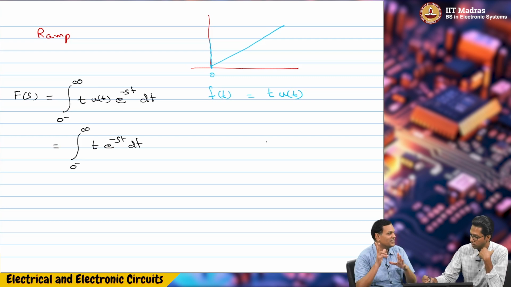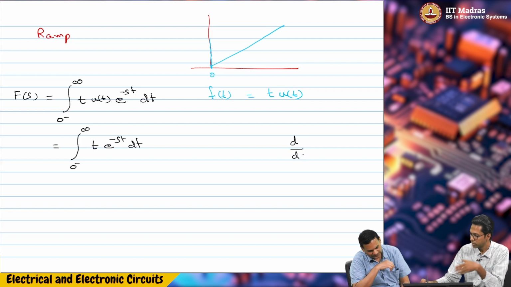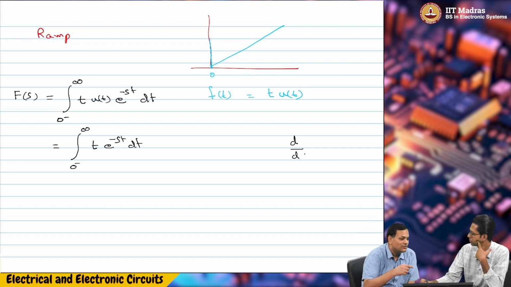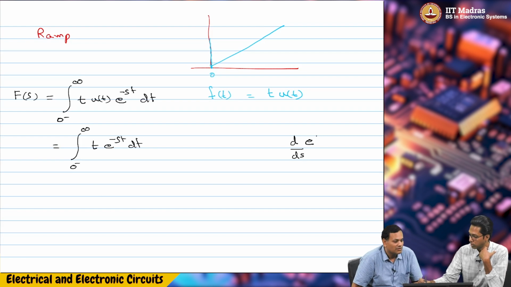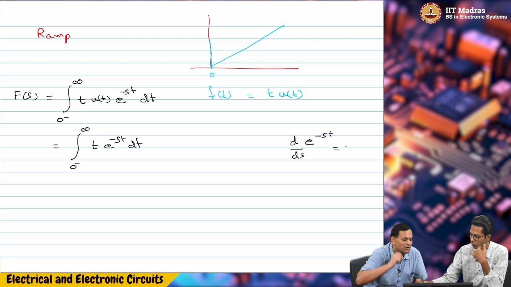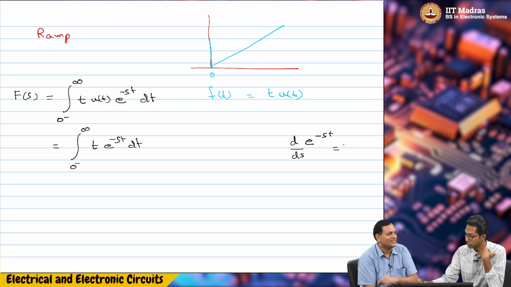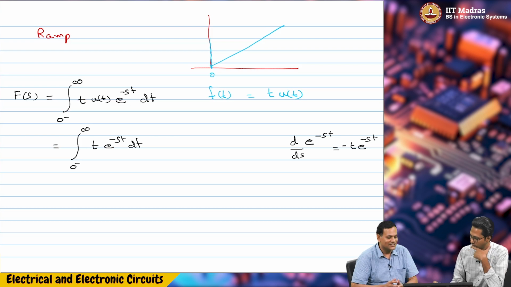of e power ax, d by dx, it will give me a e power ax. So in this case, I want t, so I have to take the derivative with respect to s. So d by ds of e power minus st. I think I need a negative sign also because of the minus st. So I have minus t e power minus st.